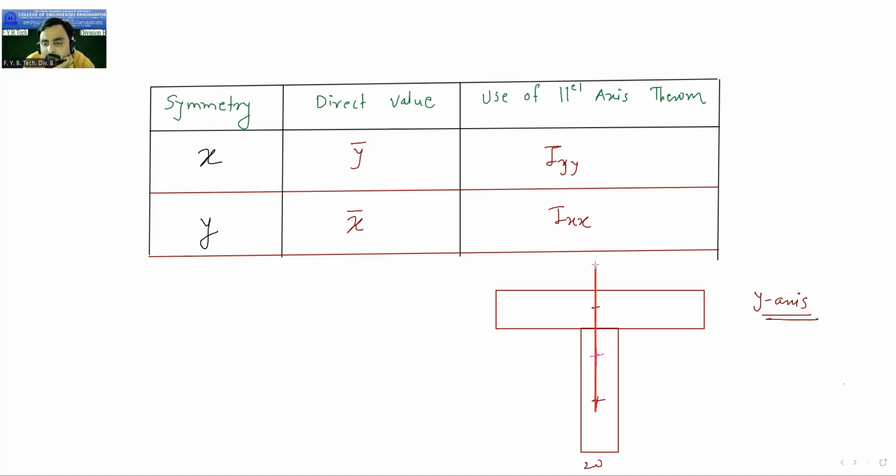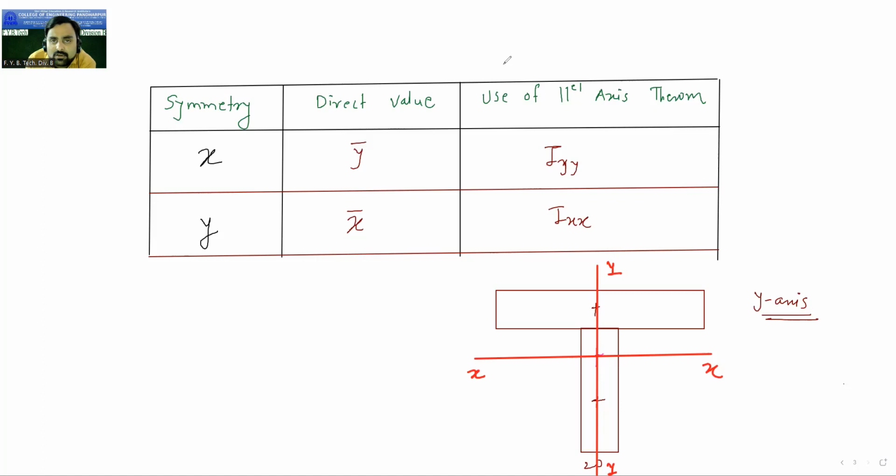This is the meaning of symmetry. It is symmetric about the y-axis. So this is your total y-axis of the whole figure. Now if I draw the x-axis of the total T section, then that x-axis will pass through the centroid like this. So this is the x-axis for the total.